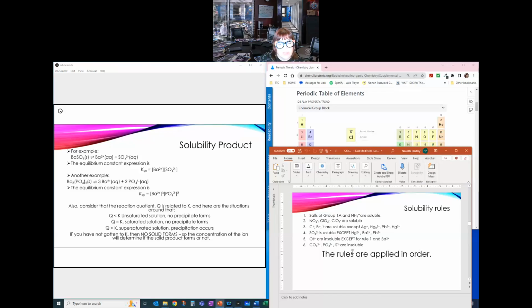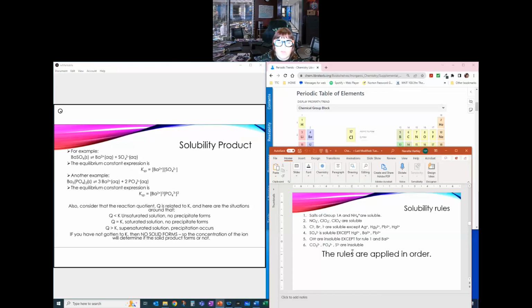Consider that the reaction quotient Q is related to K. Here are the situations that come with that. If Q is less than K, I don't have enough product. That means I can keep dissolving things, because I haven't gotten to the point where everything is insoluble. So that's an unsaturated solution. More solid can go into solution, and no precipitate will form.